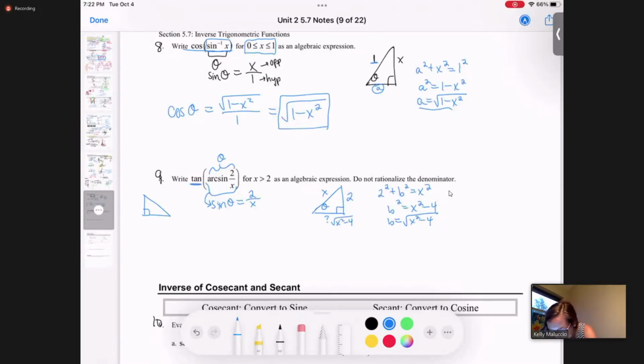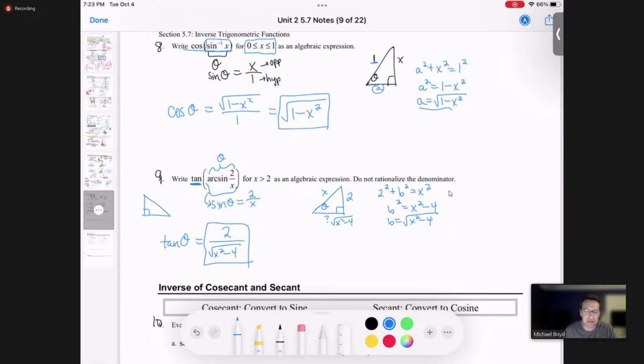And then I want tangent of that angle. So tangent, and I can just do TOA, opposite over adjacent, so 2 over the square root of x squared minus 4. Now, here's where typically we'd make you rationalize this or something, but that's just not fun. I know that in the notes and in the book we leave it like this, but I'm pretty sure for your homework you could probably leave it like this as well, because otherwise it gets a little too much.